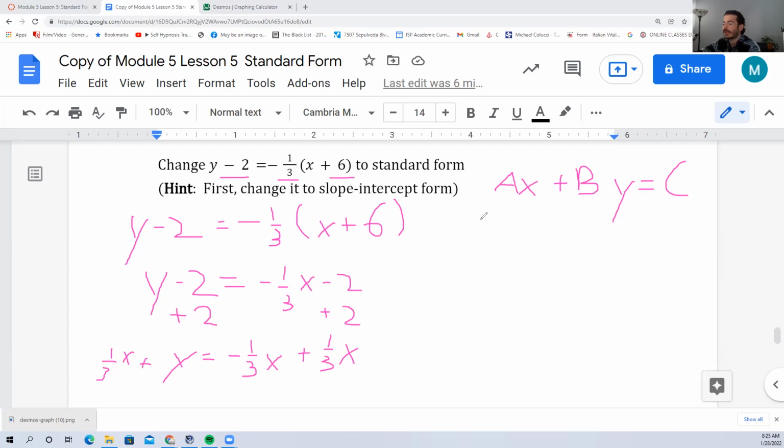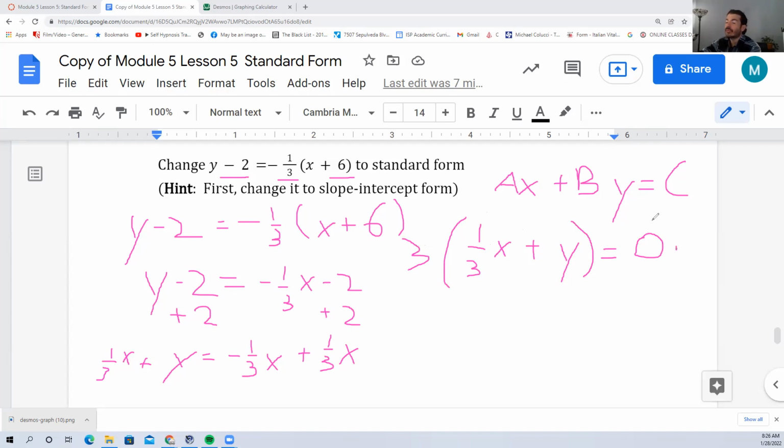Okay, so what does that bring me to? 1/3 x plus y is equal to 0. I have met the parameters for the standard form of the equation at this point. I can be done, but I'm not going to be. I'm going to do one more thing to make it a little bit more pretty. And I'm going to multiply by my least common denominator to get rid of that fraction, okay?